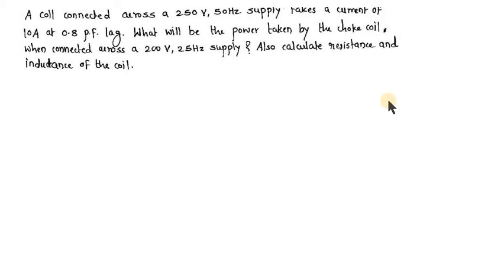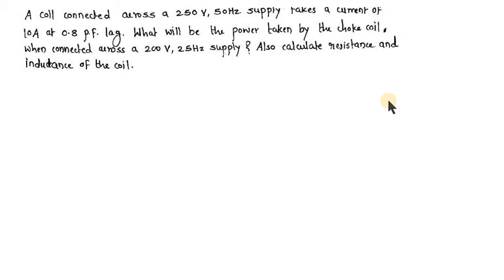Now to understand it thoroughly and to understand what is to be done, we need to correlate this example with some real life experiment. See, somebody is performing an experiment where a coil is taken and connected across a 250 volt 50 Hz single phase supply. The reading of the ammeter, that is the current through this coil, was measured and found to be 10 ampere. Also the power factor was noted and found to be 0.8.